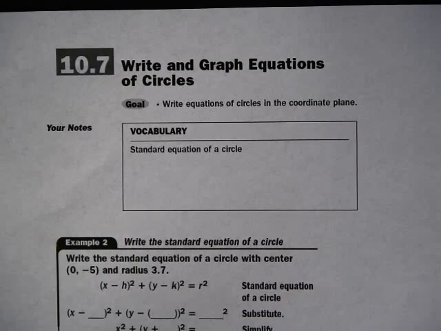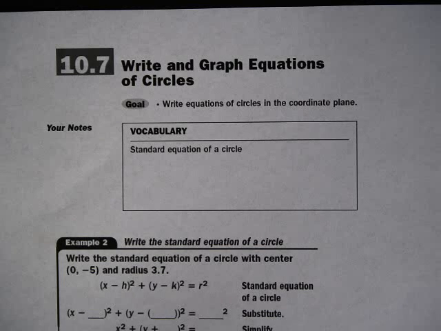Lesson 10.7 is over writing and graphing equations of circles. Now, this isn't something we do a whole lot of in this particular class, but it is used in your pre-cal class and possibly Algebra 2. The reason for doing equations of circles is they're used a lot in science. Finding the epicenter of an earthquake, if you need to find the center of the circle given a point on its perimeter, or finding the radius of the circle given a point on its perimeter, or the center point.